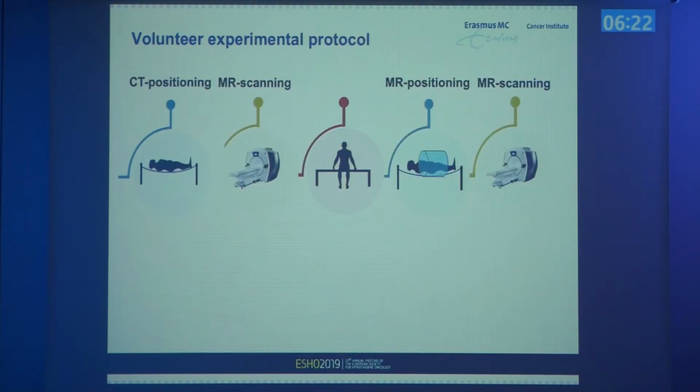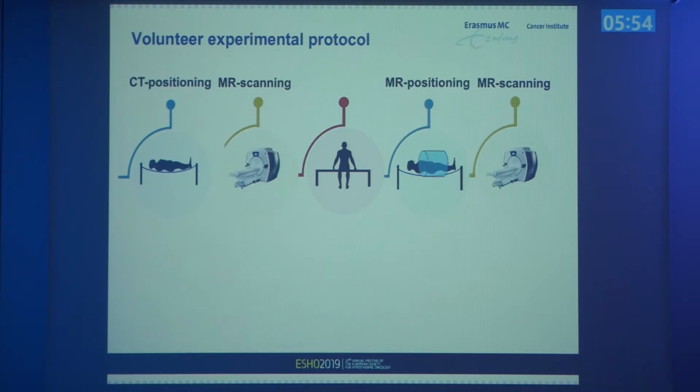So the main goal, as I said, is always to mimic how we are doing it in the clinic and see if there is space for an improvement or not. So we are applying this MR protocol in volunteers, and we always start with positioning the volunteer in the hammock, and then we do the scanning. All the procedures are done inside the MR scanner.